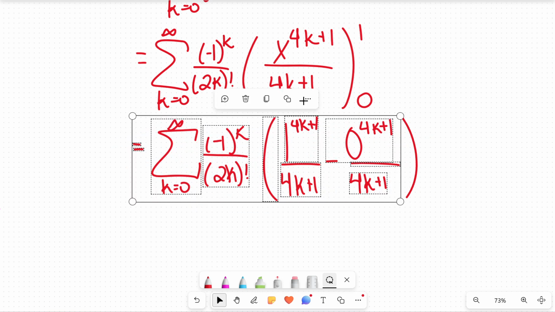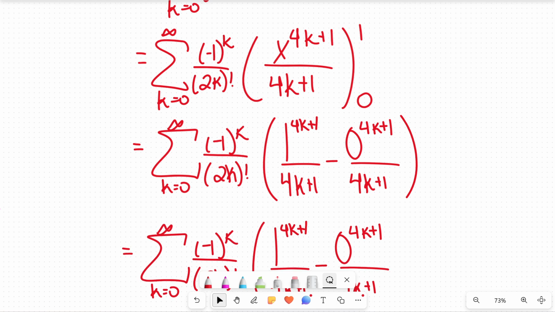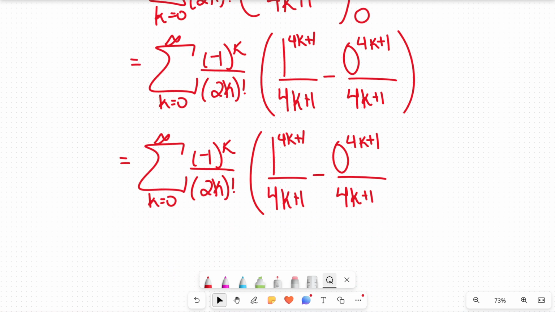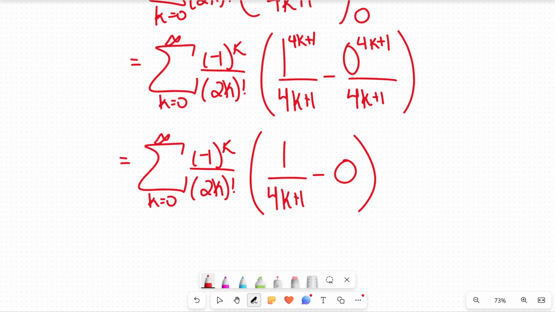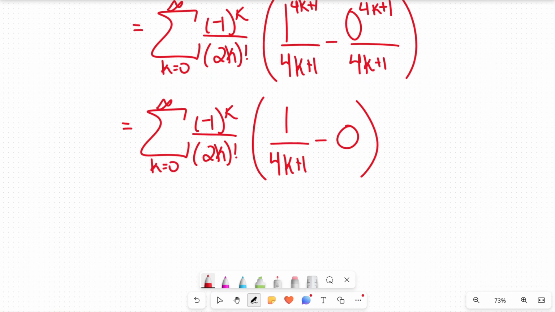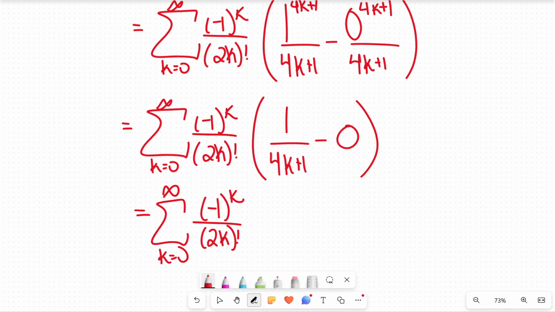Just to copy this again, 1 to anything is just 1, so my numerator becomes 1, and this term ends up becoming 0. 0 divided by anything is just going to be 0. Now I can combine this into one summation. So again, starting at 0, (-1)^k, (2k)!, and then I can extend this to say (4k+1) is going in my denominator.